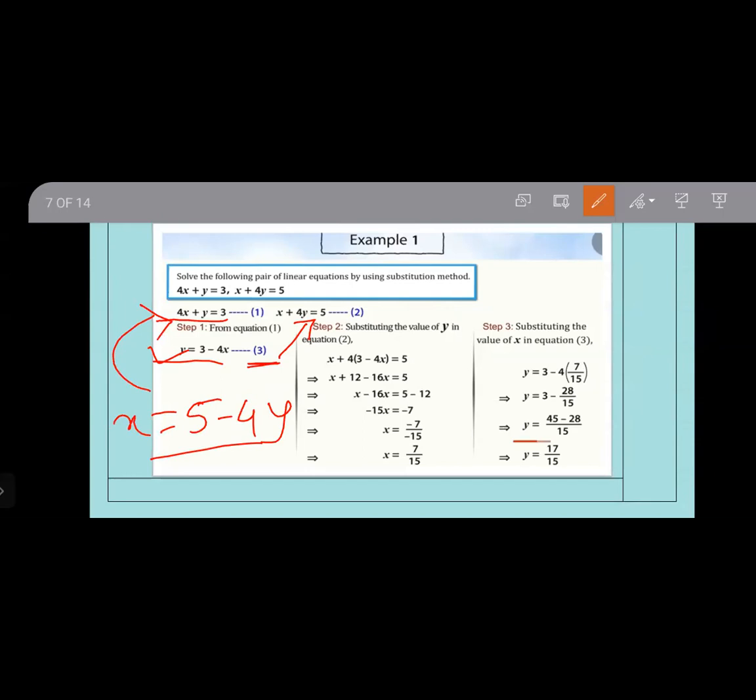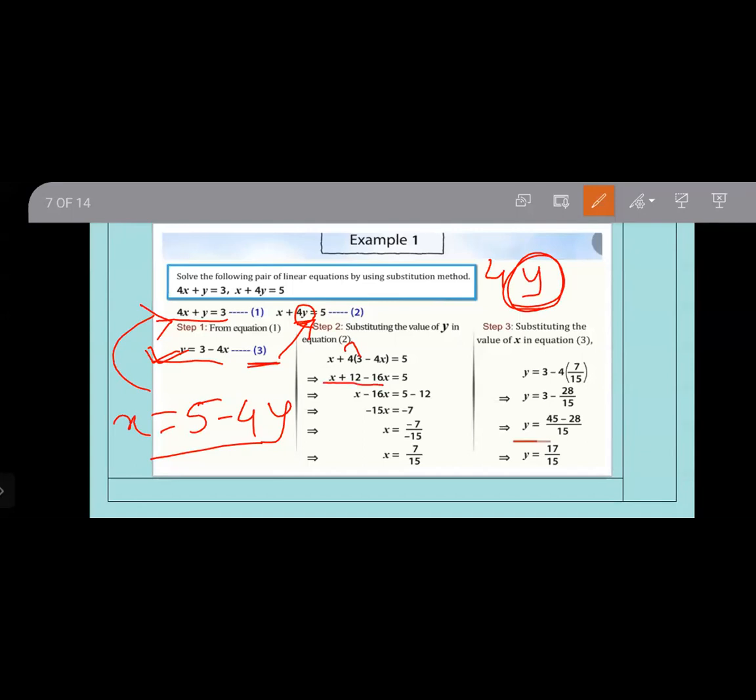So substitute the value of y in equation 2. What is equation 2? x plus 4y equals 5. Here you can see 4y. So instead of y, you will substitute this 3 minus 4x. So x plus 4 times (3 minus 4x) equals 5. So x plus 4 into 3, 12, minus 4 times 4, 16x, equals 5.